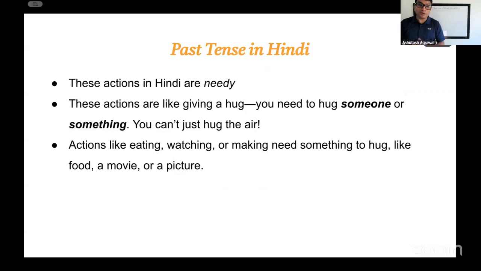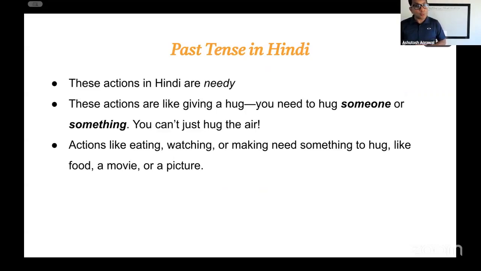So I'll help you find out whether you put them into the needy verbs versus the non-needy verbs, which are completely independent. By definition, these are called transitive verbs. Again, it'll get simple, but the verbs that require something or someone in Hindi are known as transitive verbs.